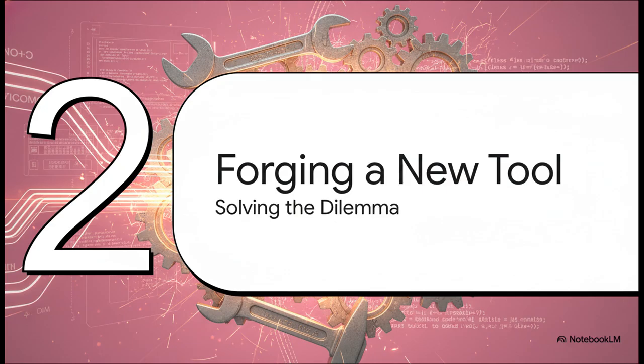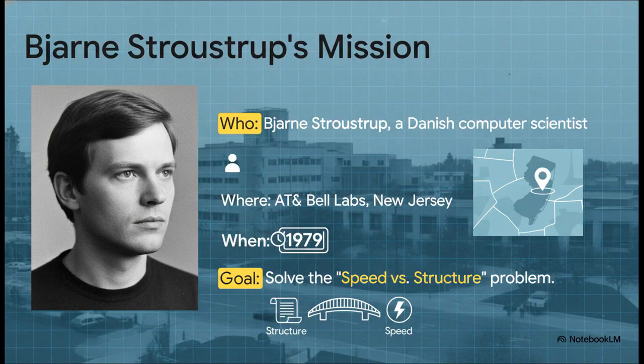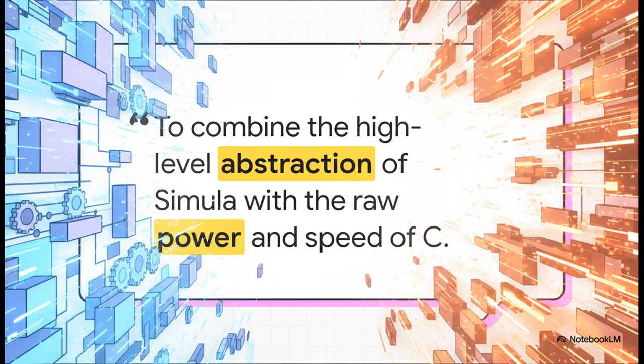This is where the story gets good. One programmer looked at this whole situation, at this impossible choice, and thought, you know what? Instead of picking a side, I'm just going to forge a whole new tool that does both. And that programmer was Bjarne Stroustrup. He was a Danish computer scientist working at the legendary AT&T Bell Labs way back in 1979. And he gave himself a very clear mission: create a language that could finally solve this speed versus structure problem once and for all.